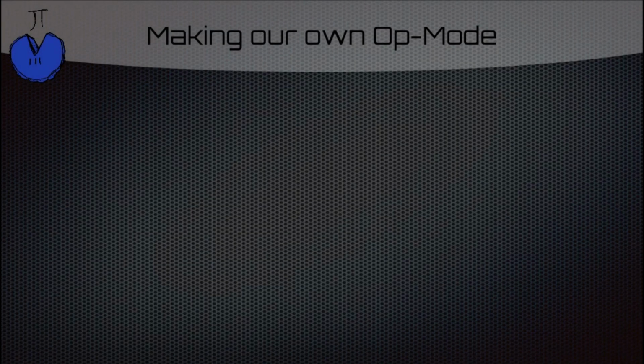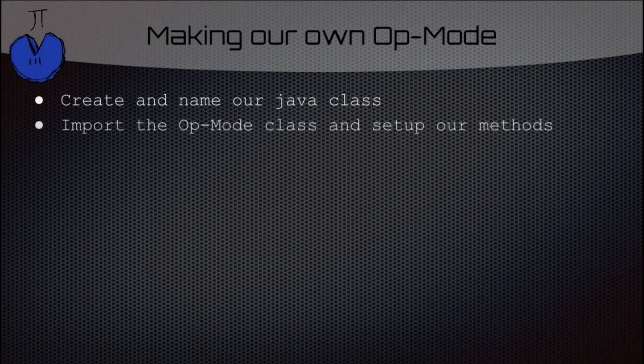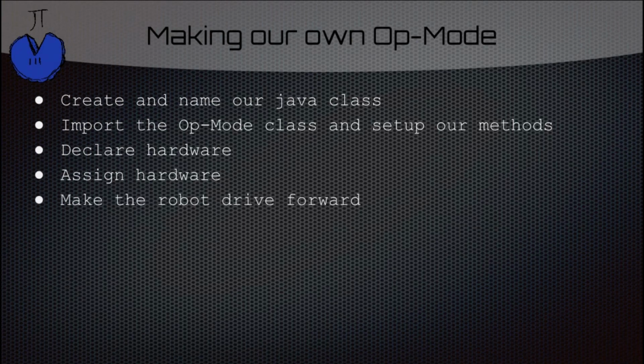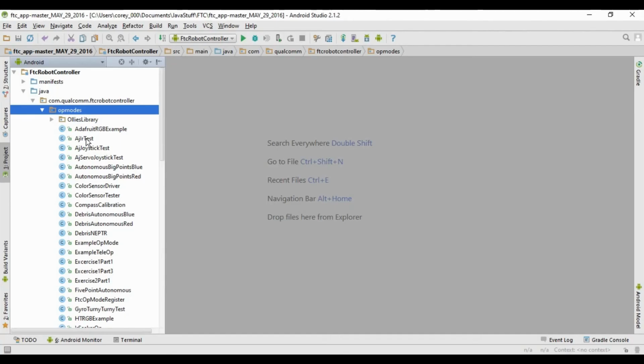So now we'll actually make our own opMode. Some of the things that we'll need to do to create our own opMode will be creating and naming our Java class, importing the opMode class and setting up our methods, the init, start, loop, and stop methods, declaring hardware, assigning the hardware using the hardware map, and making the robot drive forward. And last but not least, we'll need to register the opMode, because if you don't register the opMode, it won't show up on the phone.